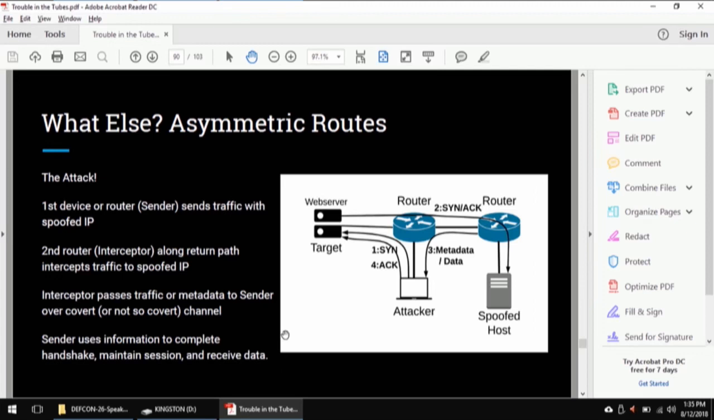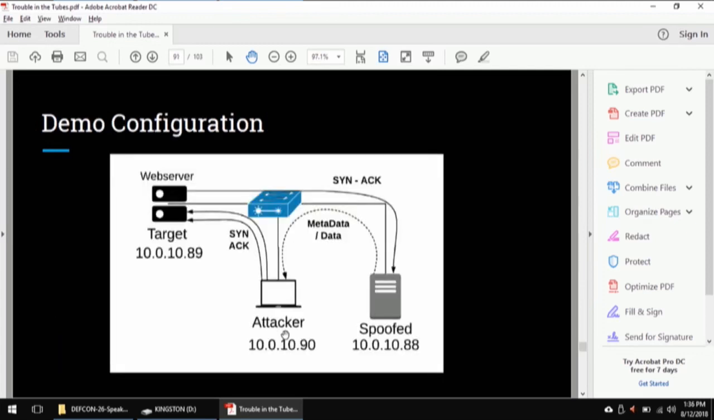So we're going to do a quick little attack here. We're going to spoof a SYN packet. We're going to capture the response on the second router, the router on the right there, and then we're going to have that router send the information to our attacker computer, specifically the sequence number that it needs to complete the handshake, and then we're going to complete the handshake. So we simplified a little bit for the demo. We're replacing the routers with switches and running our interceptor on the spoofed host, but same effect.